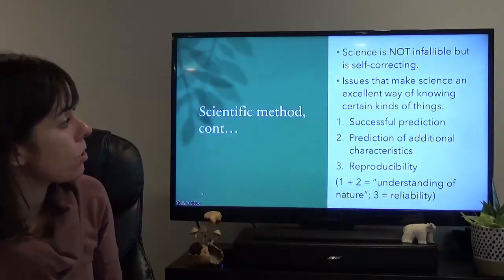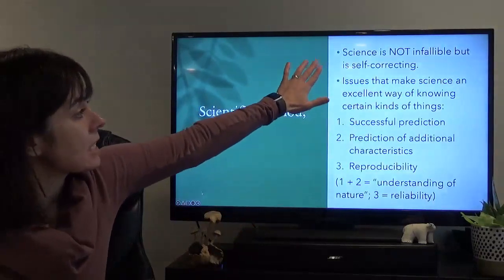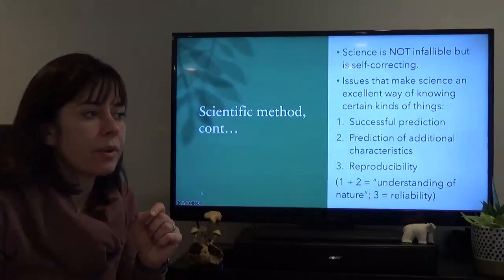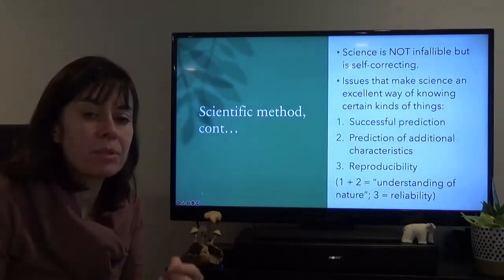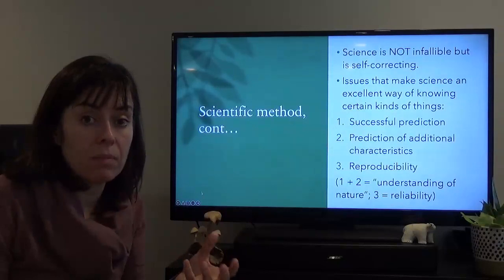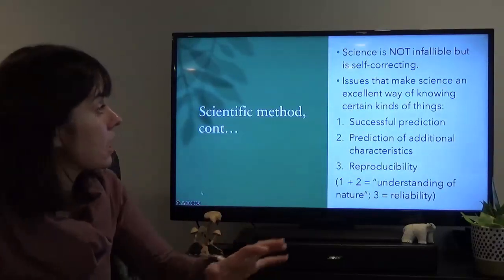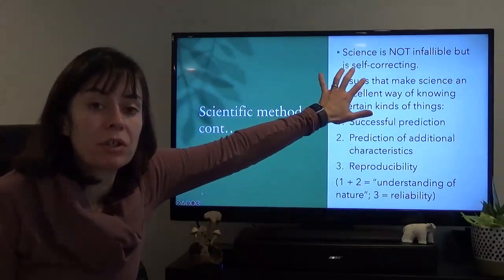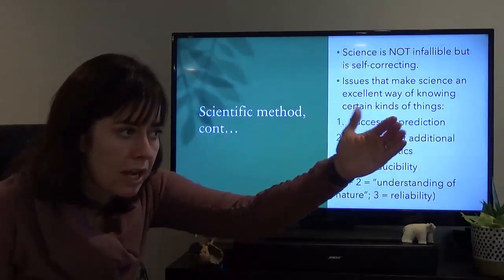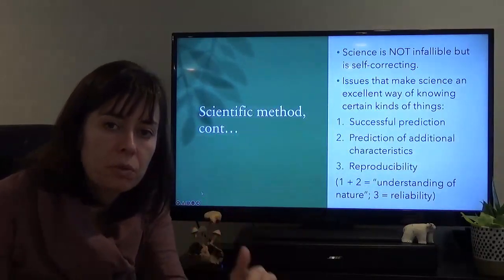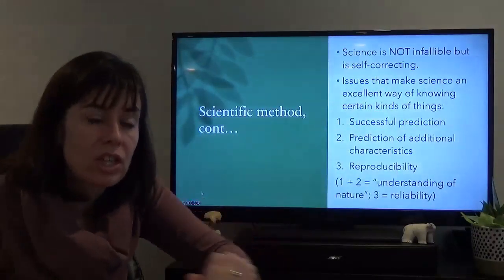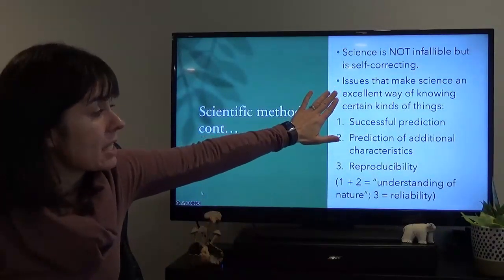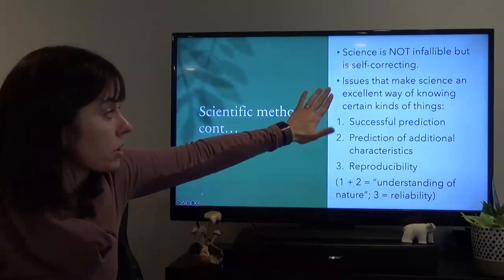Now, it is important to recognize that science is not infallible. There are lots of hypotheses that are developed that are proven to be incorrect, but the scientific method allows science to be self-correcting. When we realize we're on the wrong track, then we correct that and we move on to a different track, or we change that course a little bit. There are lots of things that make science a really excellent way of knowing certain kinds of things.